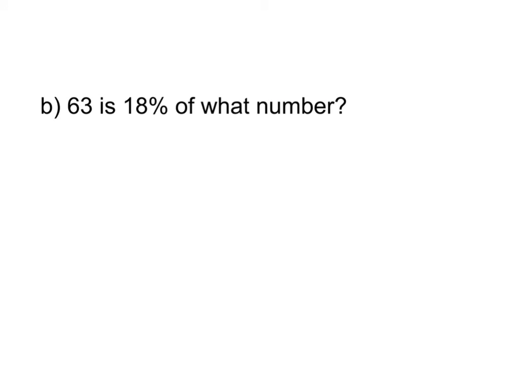Next example, 63 is 18% of what number? This is the percent of the total, 0.18 times my unknown x, because it says what number, so 0.18 times x is equal to 63. All right, so in this case, to solve for x, I need to divide both sides by 0.18. 63 divided by 0.18, x is equal to 350. So if I fill that back into the sentence, 63 is 18% of 350.